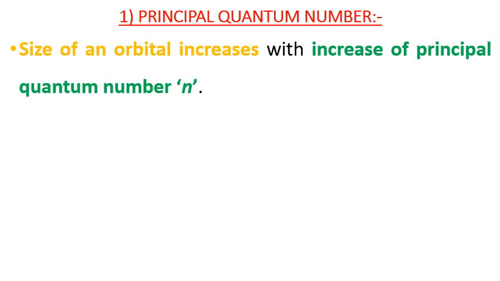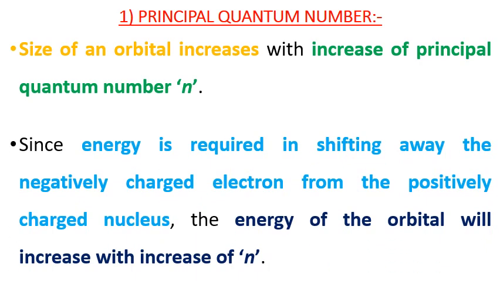The size of an orbital increases with increase of principal quantum number, that is n. Since energy is required in shifting away the negatively charged electron from the positively charged nucleus, the energy of the orbital will increase with increase of n value.